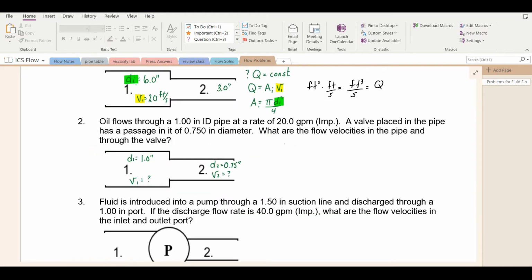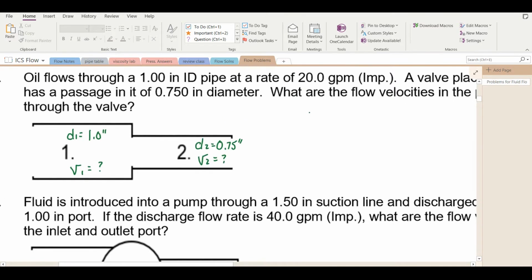In problem number 2, we're told that oil flows through a 1-inch internal diameter pipe at a rate of 20 gallons per minute imperial, and a valve is placed in the pipe and has a passage of 0.75-inch internal diameter. What are the flow velocities in the pipe and through the valve? So I've labeled this up. Here's the internal diameter of the pipe and the internal diameter of the valve. We're asked to calculate velocities in both of these sections.